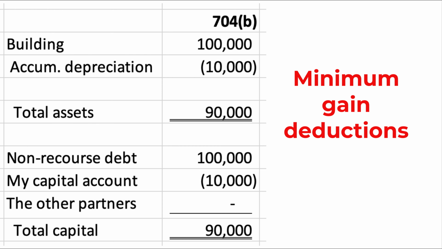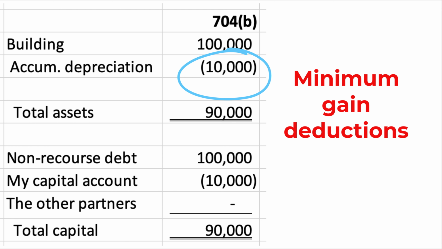Deductions that qualify for this treatment are called minimum gain deductions. The deductions must be financed by non-recourse debt. In this example, the building was financed by non-recourse debt, so the associated depreciation expense is financed by non-recourse debt. This makes the depreciation expense a minimum gain deduction.